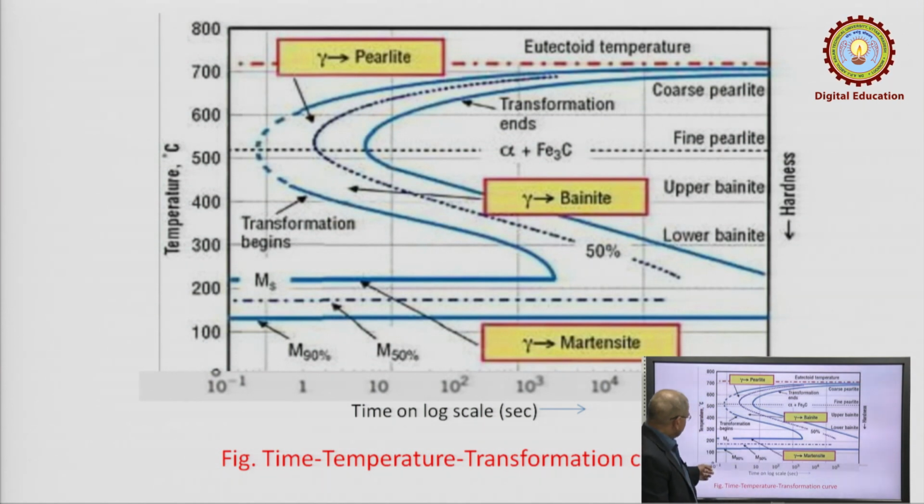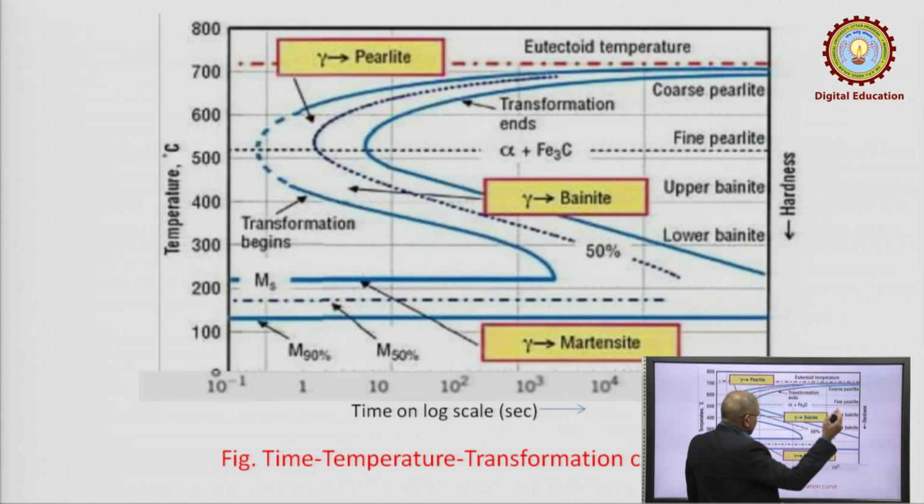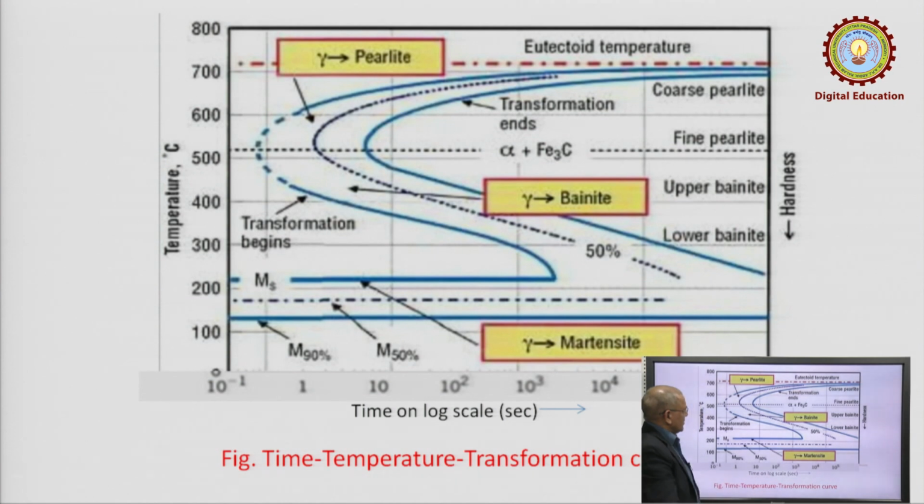Log scale means 10 power minus 1, 10 power 0, 10 power 1, 10 power 2, 10 power 3 and like that. So when you calculate 10 power 7 or 8, the time will be in hours, a very long period, maybe in days at the end. So it is very important to remember, on the x axis the time is in seconds on a log scale, and on the y axis we have the temperature.